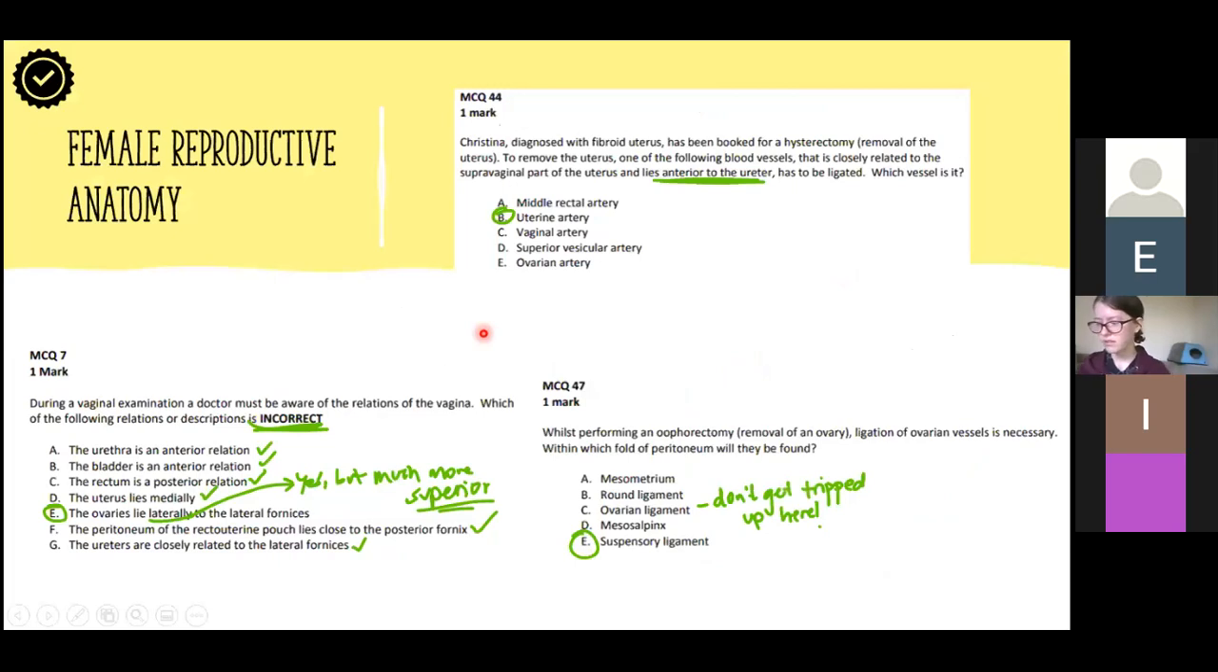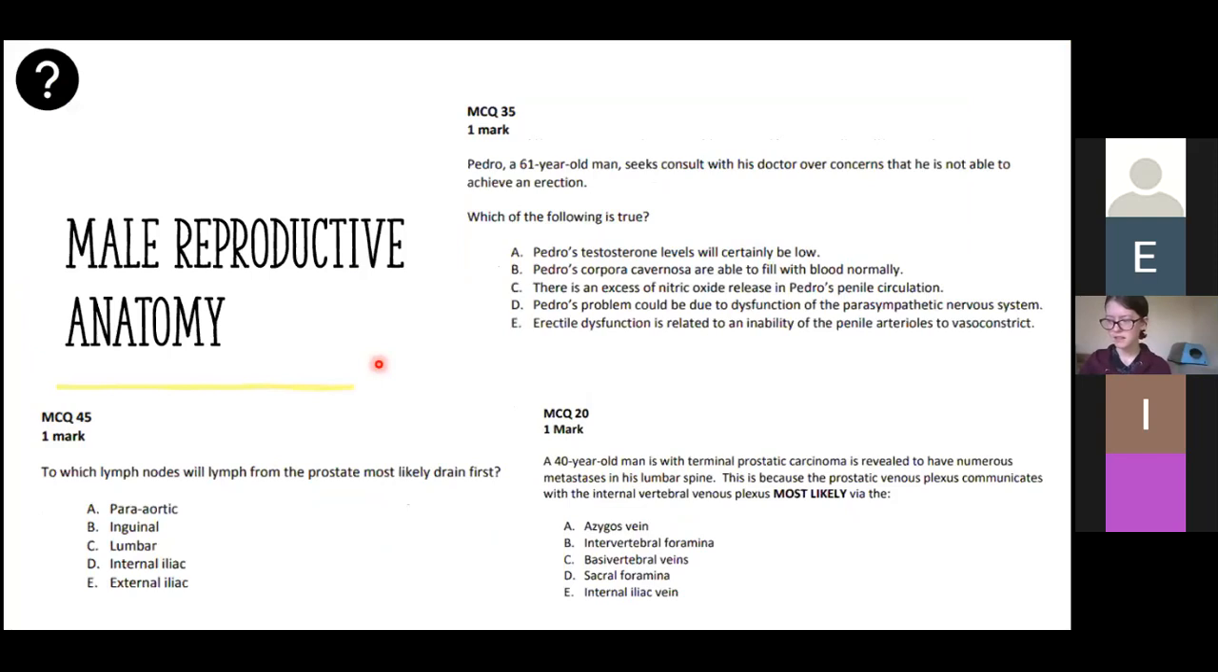Sorry if I don't give you enough time. It's just, we've got a lot of stuff to get through. All right. Male reproductive anatomy. Give you another 30 seconds.